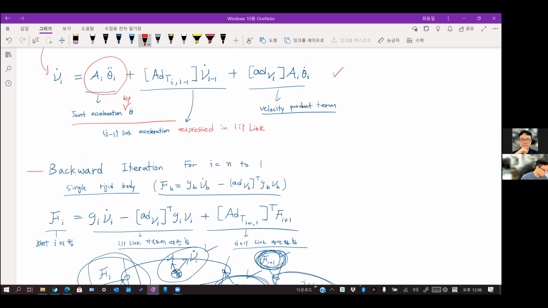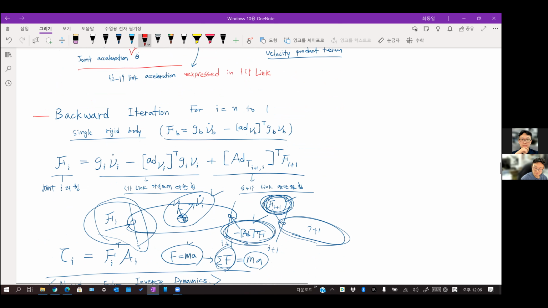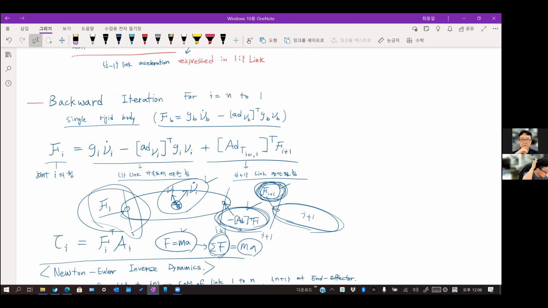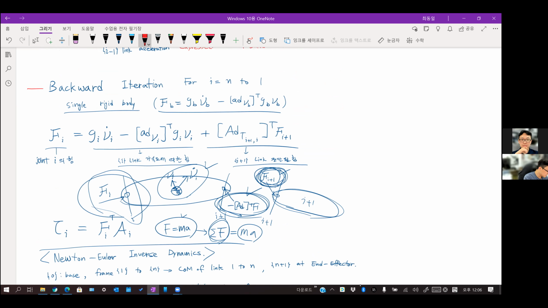So the next one is the backward iteration. In the backward iteration, we calculate the spatial force using the already calculated spatial velocity and spatial acceleration. So the spatial acceleration term, the spatial velocity term, a small adjoint, and the spatial inertia, and the propagated force are summed. Actually, this term is from this one.